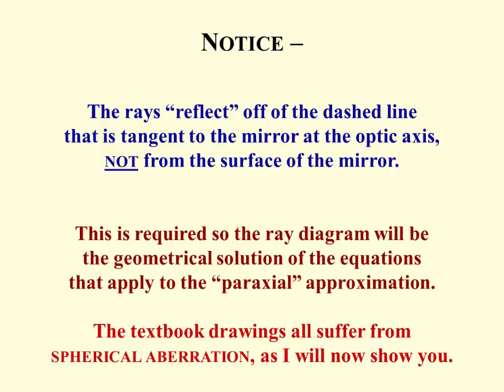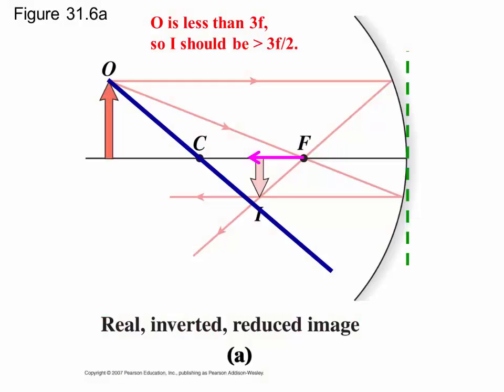If you don't do this, like is done in the textbook, your drawings will all suffer from spherical aberration, as I'll show in these cases from the textbook. The heavy blue line is the central ray. Notice that it does not cross the other two rays at the point where the image is shown to be. And in fact, that image is not in the correct place.